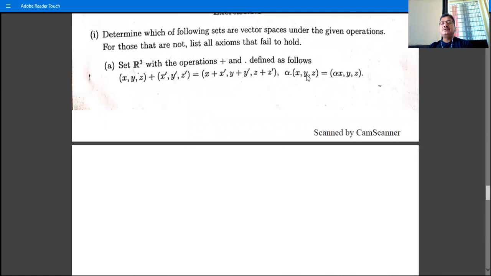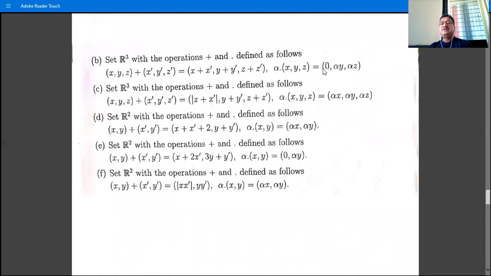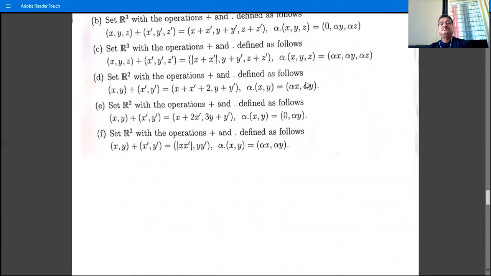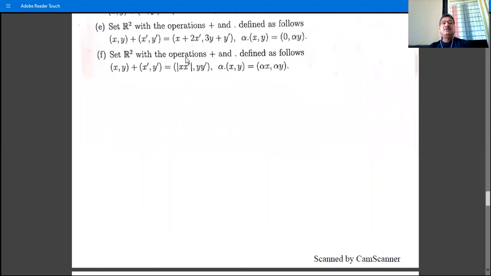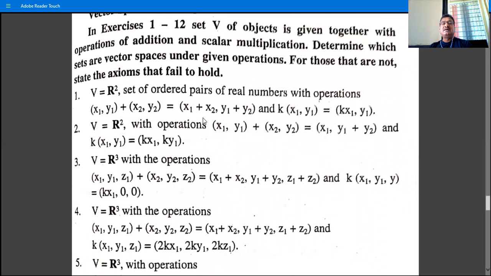So these are the operations. Obviously this is not the usual scalar multiplication, and we know that R3 is not a vector space under these two operations. So write the answer for all these problems. If you observe this problem, again the scalar multiplication is not the usual scalar multiplication, so this R3 may not be a vector space under these two operations. So think about all these examples and give the counter example if the set is not a vector space. So these are also some exercise examples. We will discuss all these examples in the next lecture.